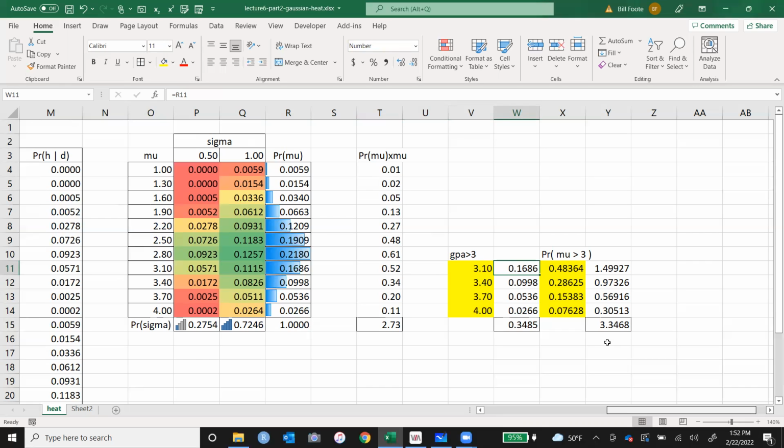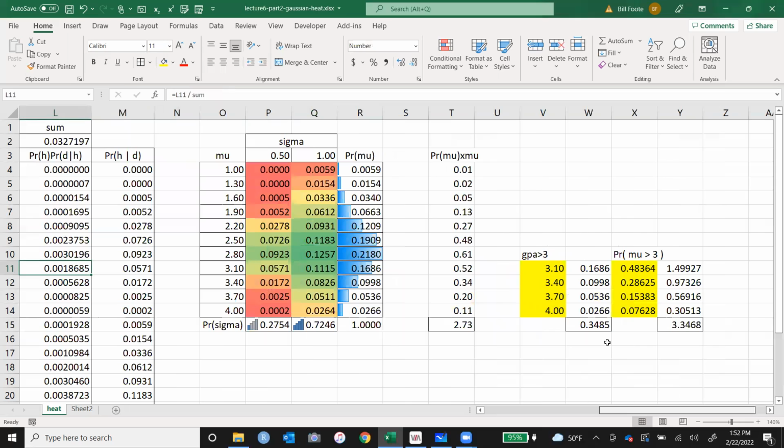We have to normalize these, like we did over here, by summing these up. That is literally the probability, 34%, of all of those outcomes are going to be greater than 3 and less than or equal to 4. 34%, which means anything underneath this is going to be what? 1 minus 34.85. Okay, you can figure out what that is. 30, 63, 15, pretty close.